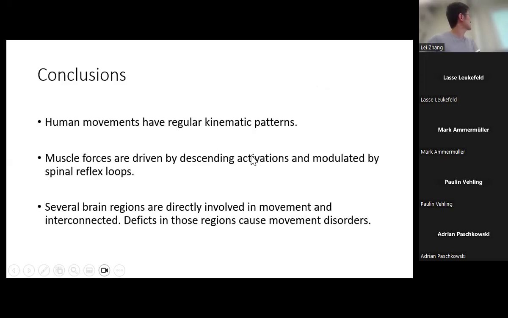Let's just do a short summary of this lecture. First, we studied kinematic patterns, and we see humans cannot produce random patterns. Instead, the movement patterns are always regular and follow some features. And we also looked at how the muscle produces force and these neural networks in the spinal cord, the reflex loops. And then we also looked at different brain areas and saw what happens if something in the brain doesn't work, and about these movement disorders.